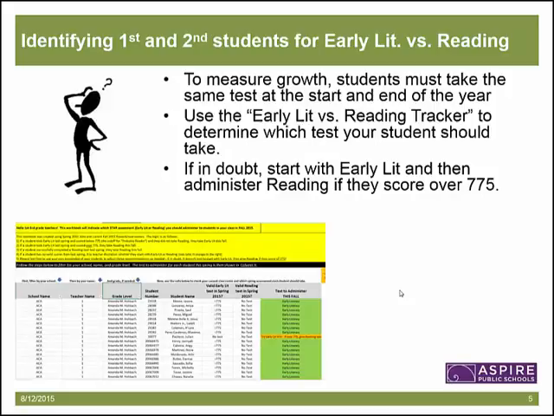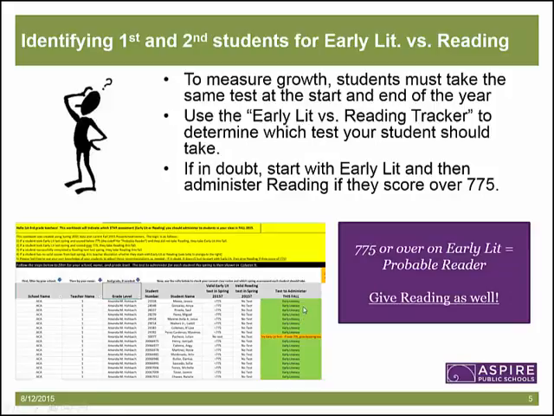Here's a picture of that Early Lit versus Reading Tracker tool I just mentioned. Again, you'll just choose your school, your name, and your grade level, and it should populate with the names of all the students in your class, as well as the tests they should take. The key thing here is that if students score over 775 on the early literacy test in the fall, they are classified as a probable reader, which means that they should take the reading test as well. So if they score over 775 on early lit, give the reading test afterwards.